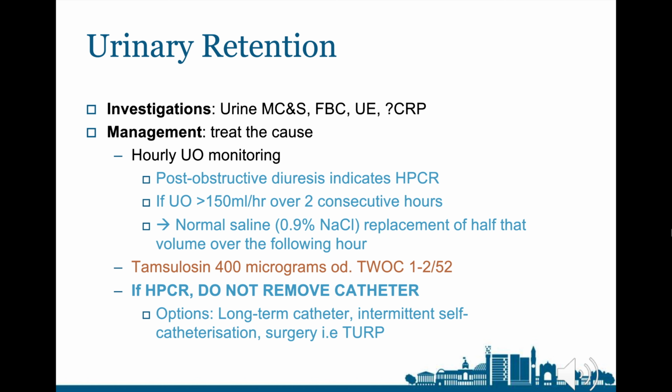As a general rule, if the patient voids more than 150 ml per hour over 2 consecutive hours, then over the following hour they should receive normal saline intravenously for half of that volume. So for example, if they've diuresed 300 ml over an hour, then the next hour they should receive 150 ml of normal saline IV.